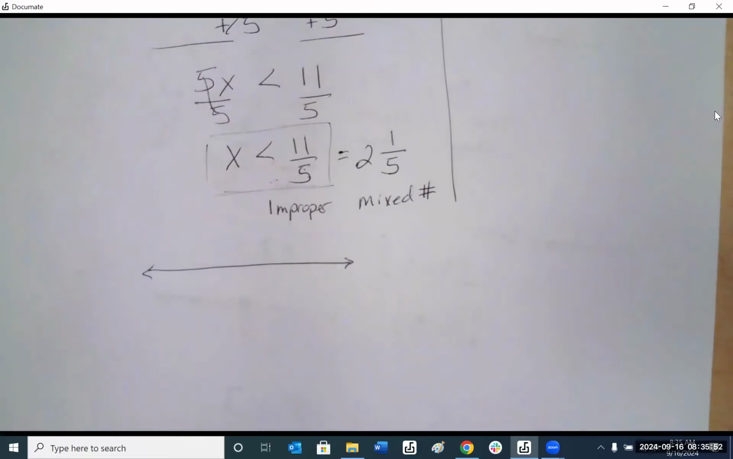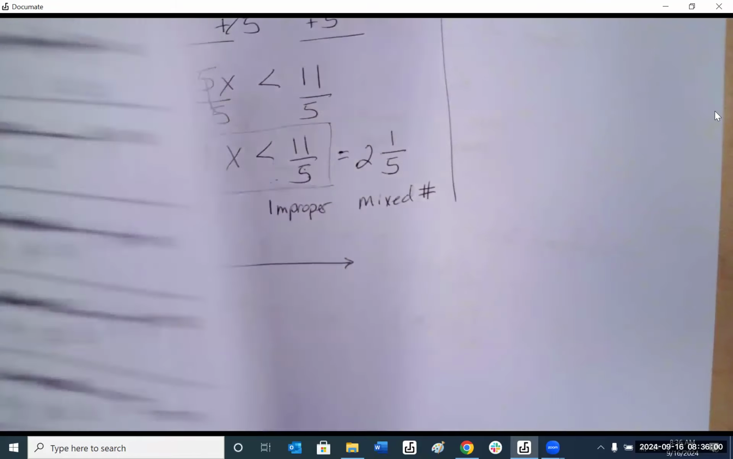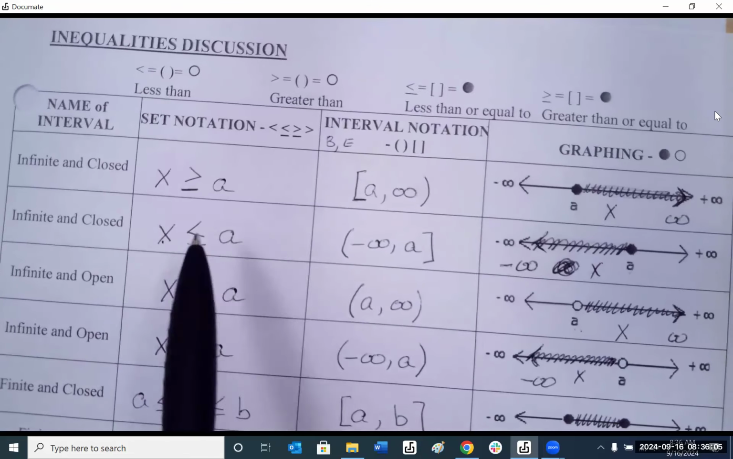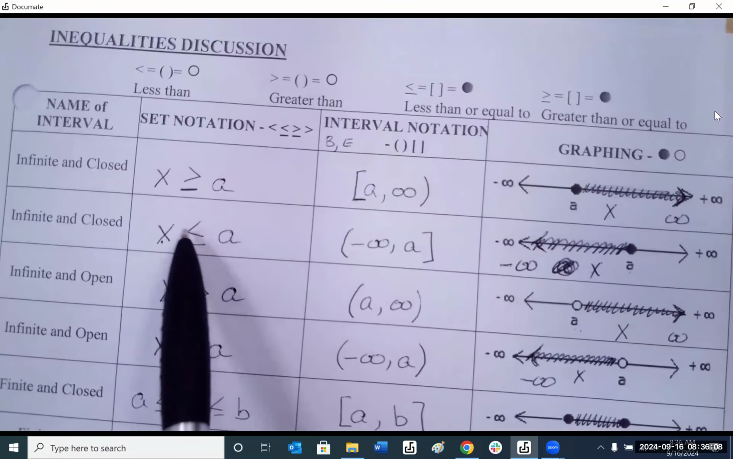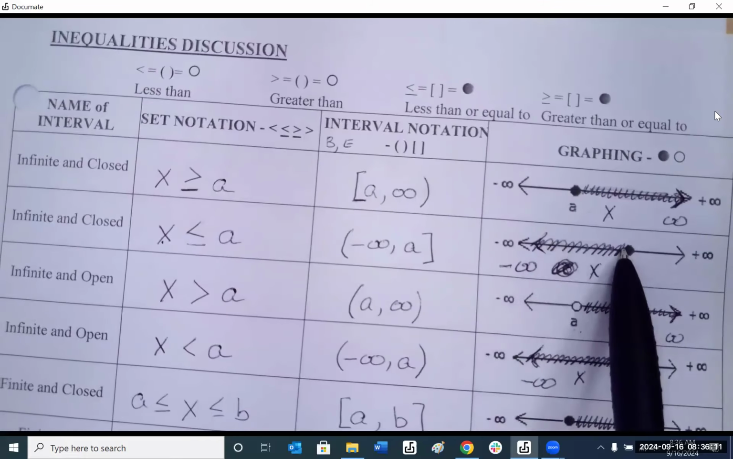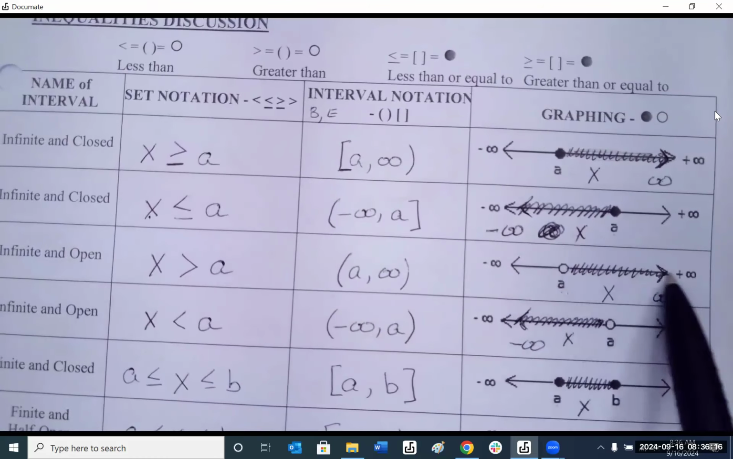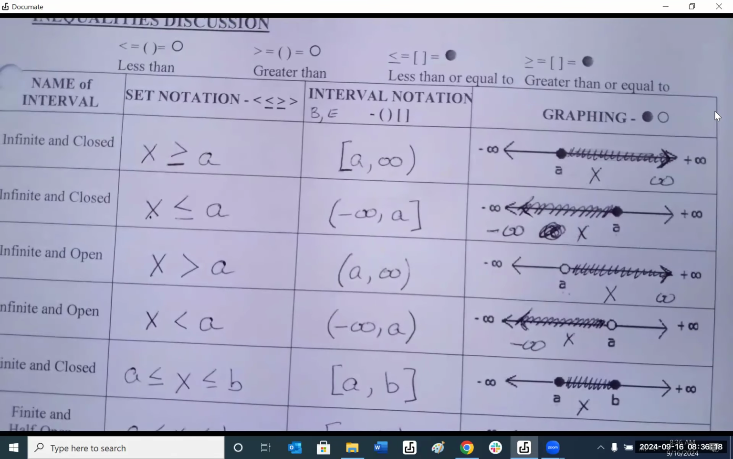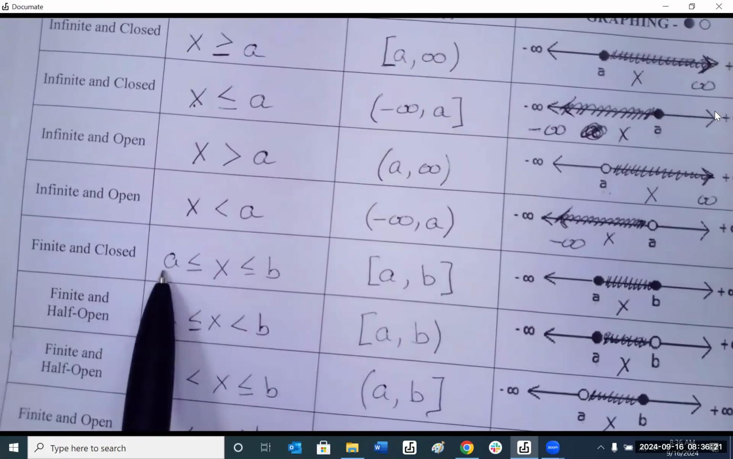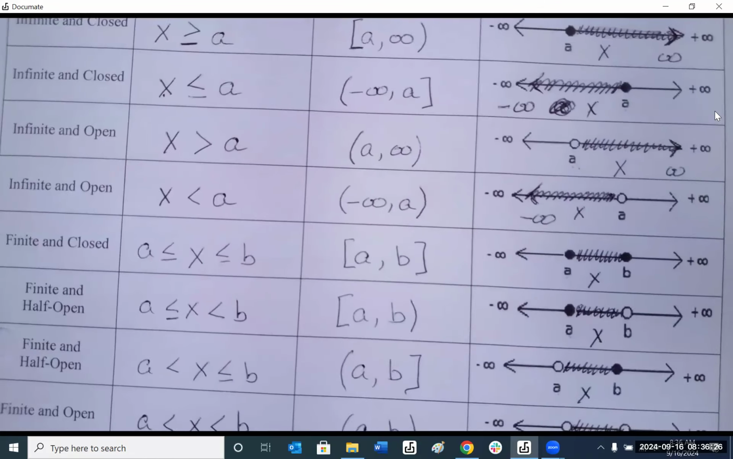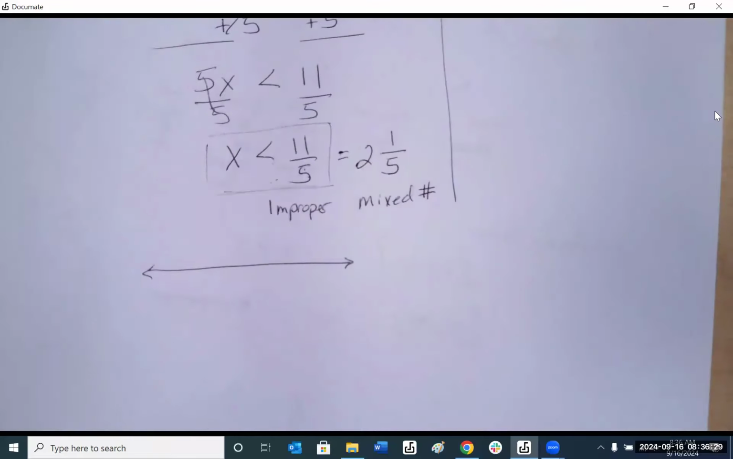Oh, I forgot to say here: if you have x on the left-hand side, it's not mandatory, but if you do and you're in set notation, the direction the arrow is pointing is the direction you'll shade. If x is pointing to the right, so from a, I shade to the right. So the direction of the arrow tells you less than or greater than. So if you do it that way.